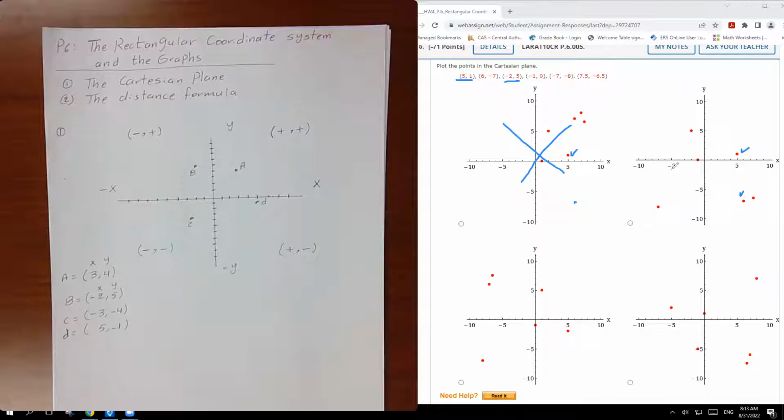Let's check the third one: -2 and 5. X is -2, so here's -1, -2. And Y is 5. That means this is the right one. The third point is right. The fourth one, -1, 0. X is -1, Y is 0. So I'm not going to go up or down. So this is right.